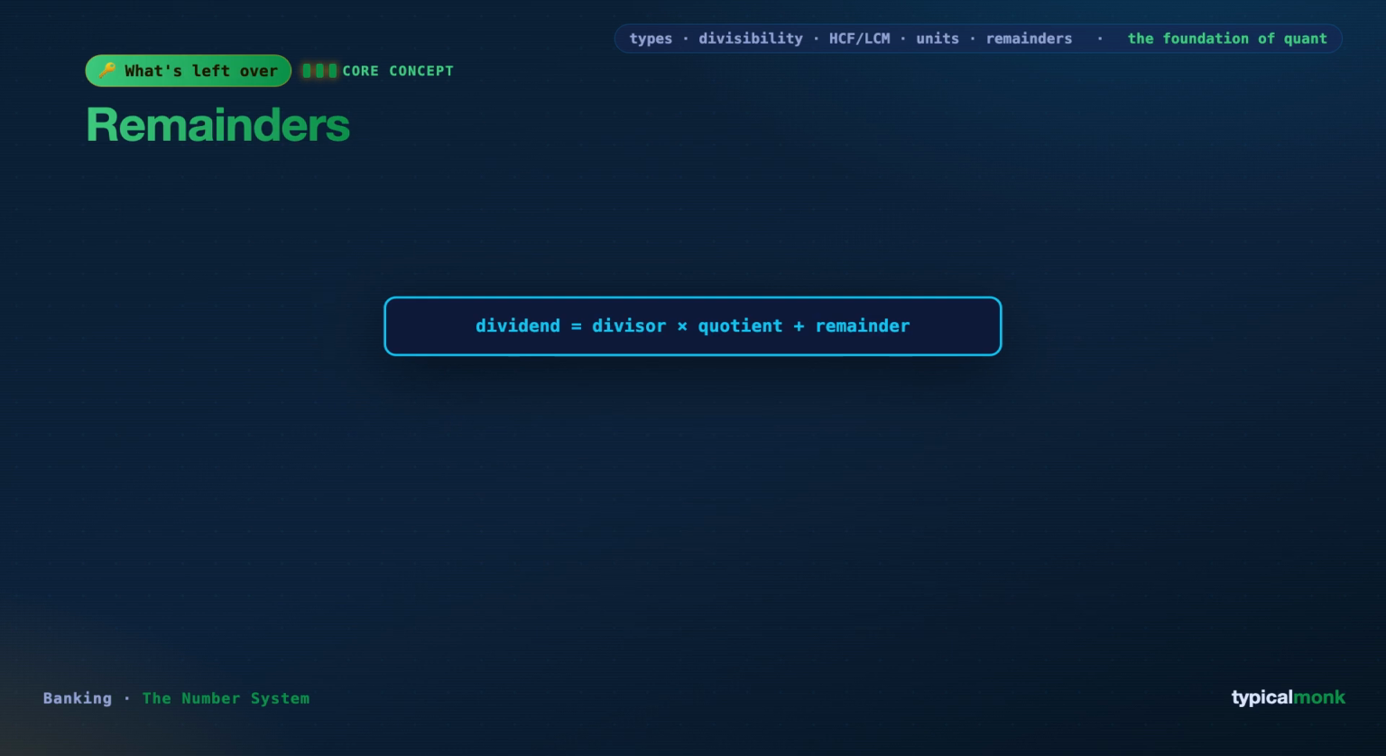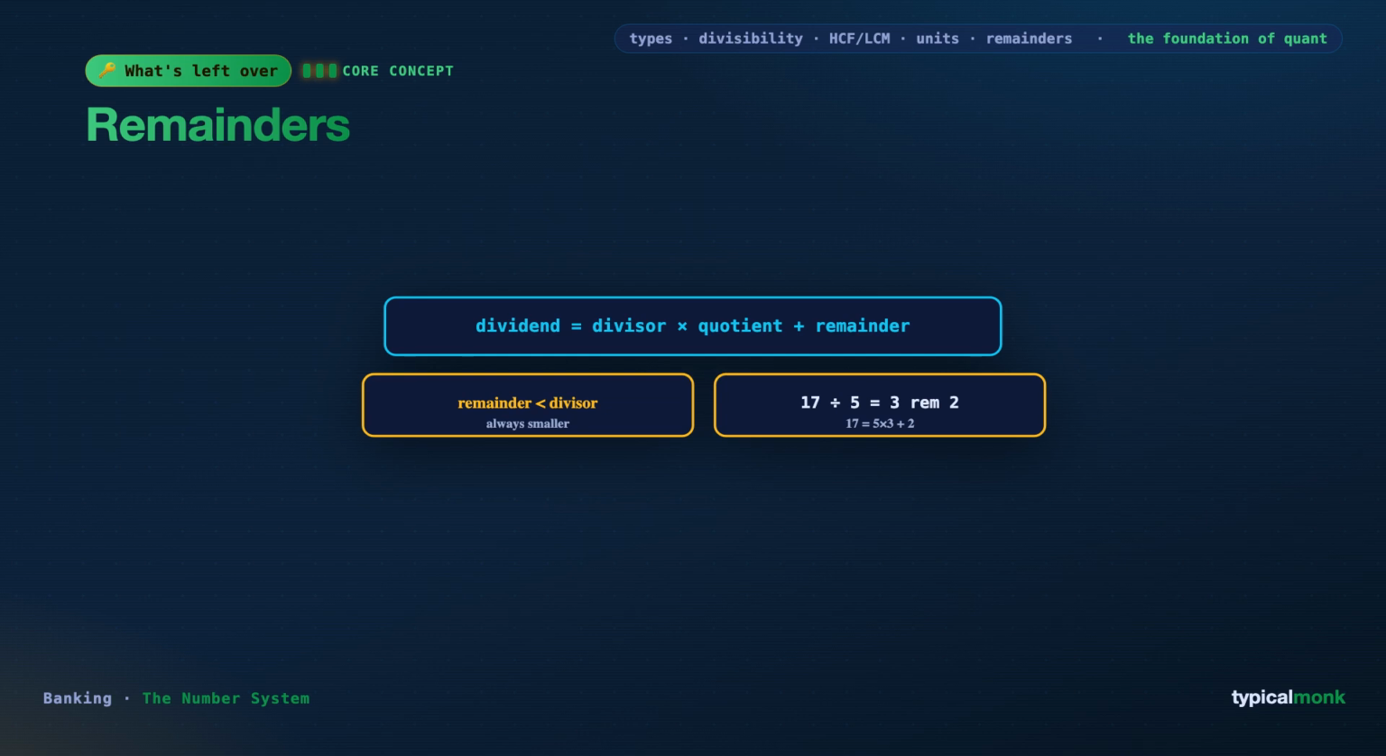Our last foundation stone is closely related to that last digit trick, and it is another exam favorite: remainders. Let's start with the exact statement of what division really does. Any division can be written as the dividend equals the divisor times the quotient plus the remainder. In other words, when you divide, you split the number into a whole number quotient and a leftover remainder. And that equation is the precise definition you can always fall back on.